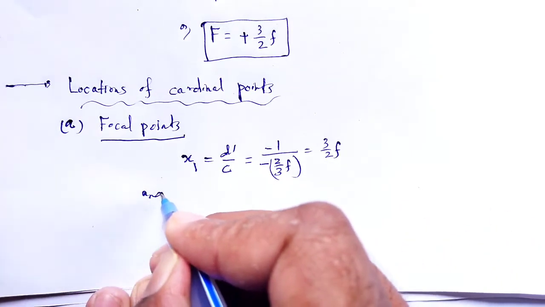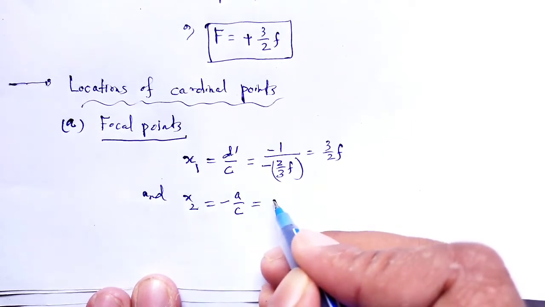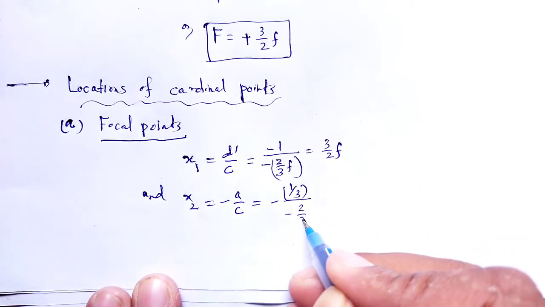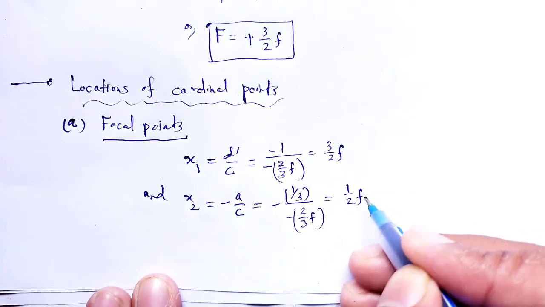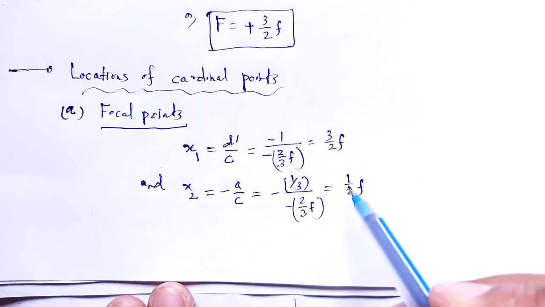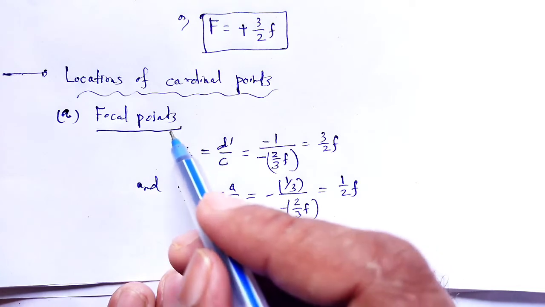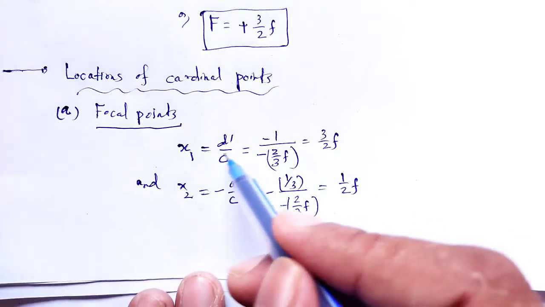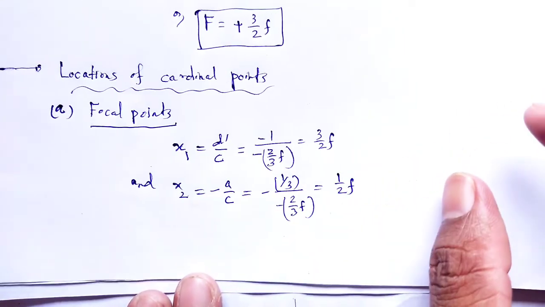and x2, which is minus a by c, it is minus 1 by 3 divided by minus 2 by 3f, which is equal to 1 by 2f. So x1 is equal to 3 by 2f, x2 is equal to 1 by 2f. x1 is the location of the first focal point, and x2 is the location of the second focal point f2.